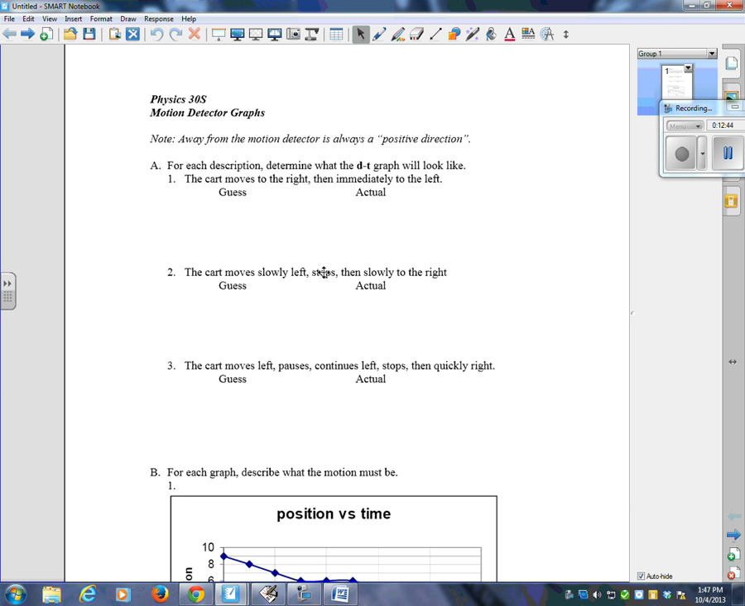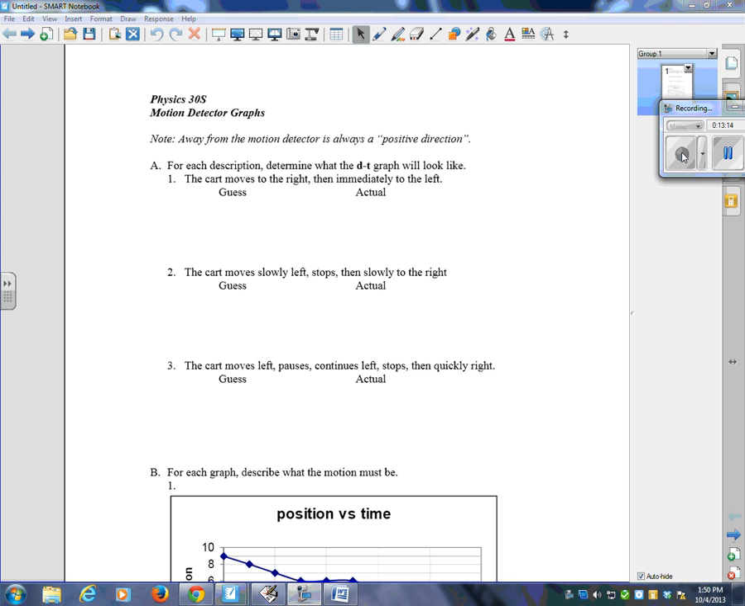Okay, so you've got three ones to try there. It says, for each description, determine what the DT graph will look like. Okay, so there's three of them. The cart moves to the right, then immediately left. Cart moves slowly left, stops, then slowly right. And the cart moves left, pauses, continues left, stops, then quickly right. Now, on the left-hand side, you've got a spot for your guess, and then you're going to write in the actual. So if you get it wrong, you're going to get the actual correct graph there. So go ahead and try those three. I'll give you about 45 seconds.